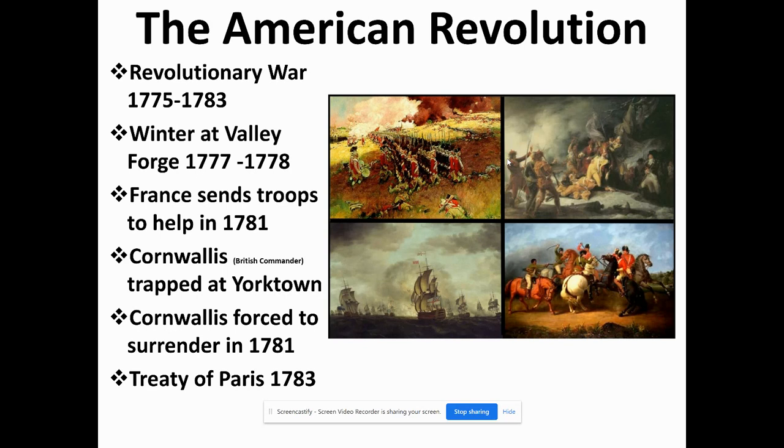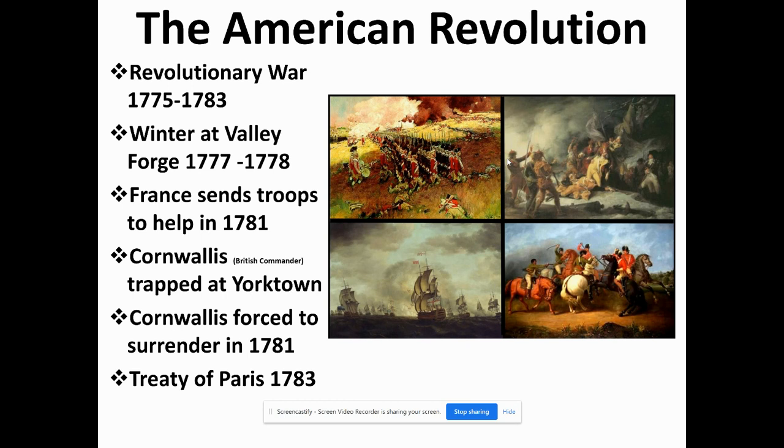Now, are there people that leave during Valley Forge? Yes, they go home because they're like, I can't do this, or this is taking too long. They leave the military without permission. And so that was a problem. The amount of troops began to dwindle.